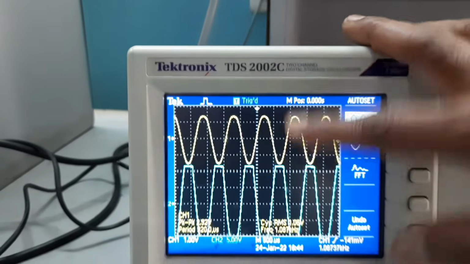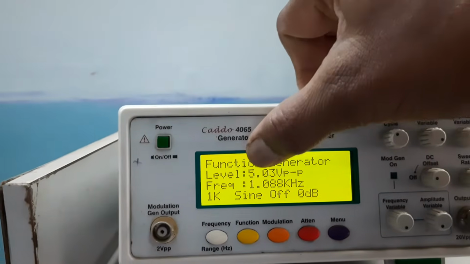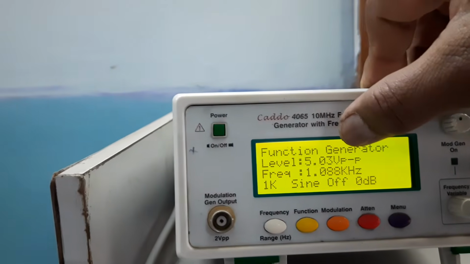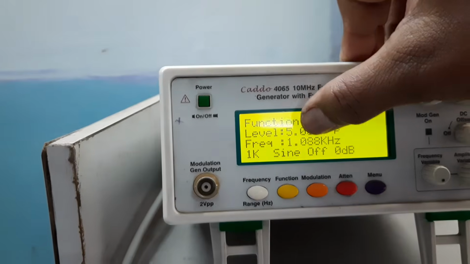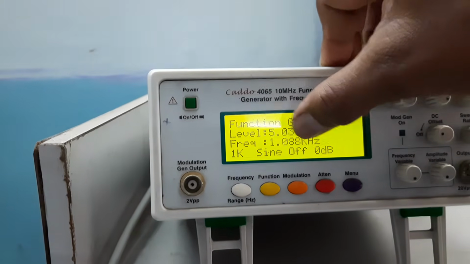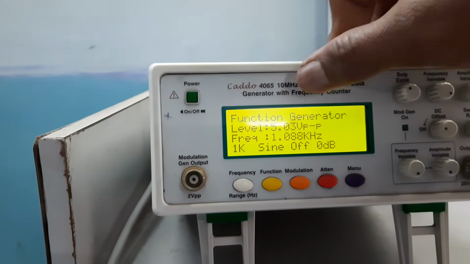So we are given the sine waveform from this function generator. Okay, so this is the function generator. You can see here I have given a 5 volt, and roughly we can say 5.03 peak to peak voltage, and frequency is 1 kilohertz. Okay, and this is a sine waveform. So from this function generator we are giving an input to this circuit.